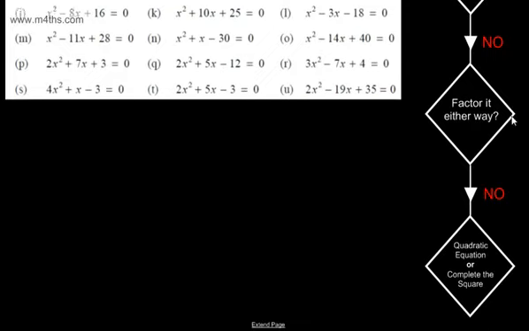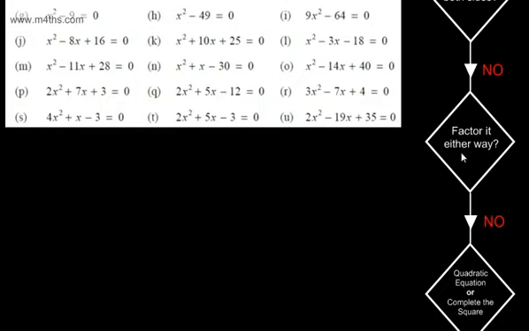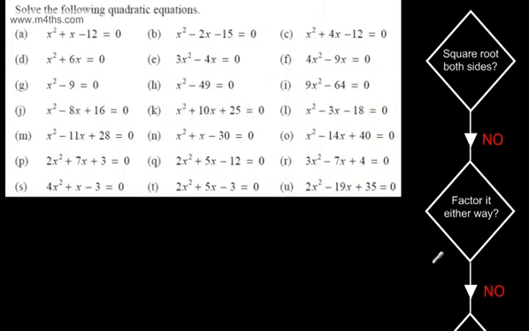And what I've done here is just a little flowchart. Can we square root both sides? If the answer is yes, we'll go ahead and do it. If not, we can try and factor it. They won't always factor. If they don't, we're either going to use the quadratic formula or complete the square. So we're going to go through a few of these. So let's start off here. Okay, we'll take this one to begin with.